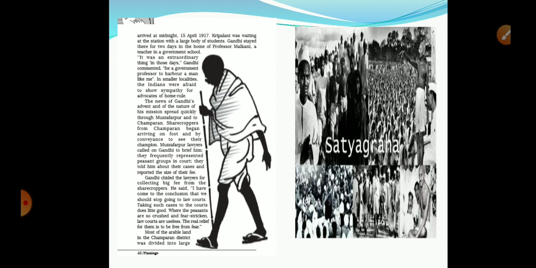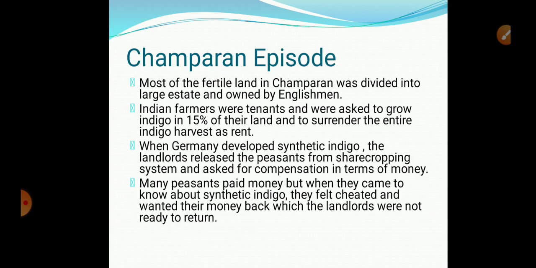Let's see again. In Champaran, most of the fertile land was divided into large estates, and these estates were owned by Englishmen, means Britishers were the landlords, and Indian farmers were tenants, means they had taken land for farming from Britishers on rent, and they were sharecroppers as they were asked to grow indigo in 15% of their land and to surrender the entire indigo harvest as rent of the land. This was a long term contract.